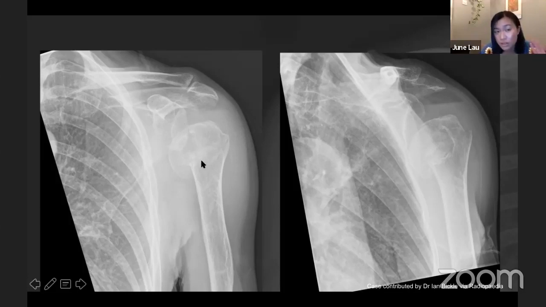It looks like a dislocation, I will give you that. It kind of is. It is subluxed. So when it's not completely dislocated, we call it subluxed. What do you think of this region here?